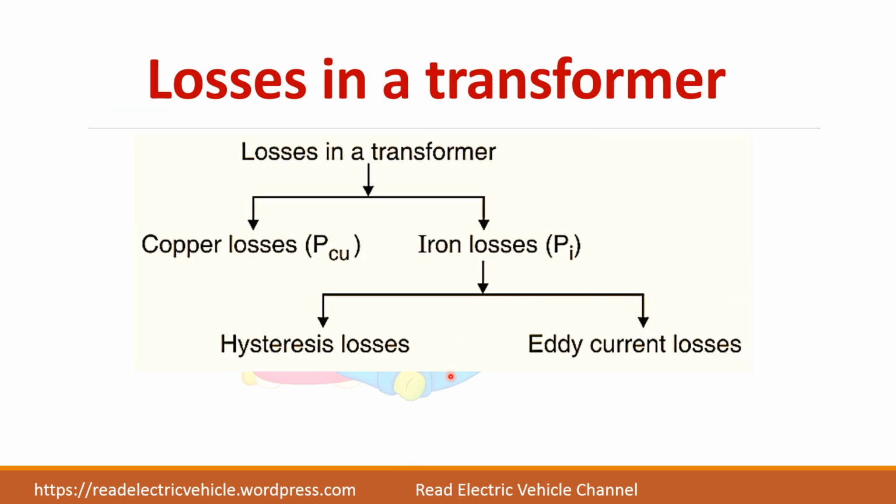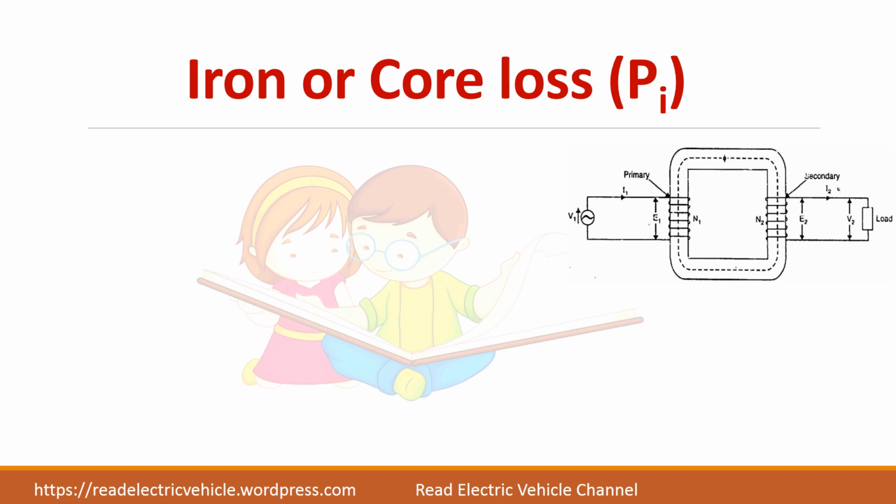Let us see about the different losses that occur in a transformer. So the losses in a transformer are basically classified into two types, copper losses and iron losses. So if you see iron losses, there will be hysteresis loss as well as eddy current loss. First, let us see about the iron loss or the core loss in a transformer.